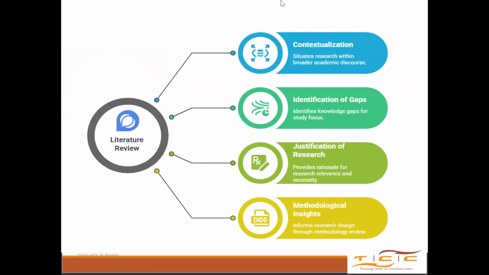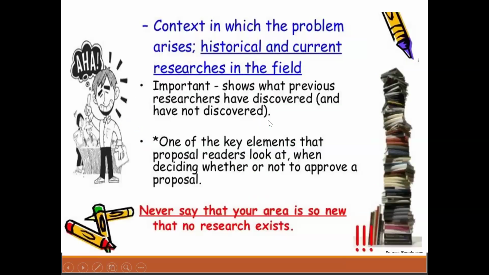Under literature review, of course, this is where we get conceptualization. So this situates our research within broader academic discourse. That's why in literature review, you are going to tell us what is known, what is not known, and what is happening at the global scale a little bit, so that we know if people are feeding fish, what is the current practice, what is conventionally done, and what are the problems associated with the current practice that you are trying to do research to change. Here is also the identification of gaps, justification of research, and methodological insights.